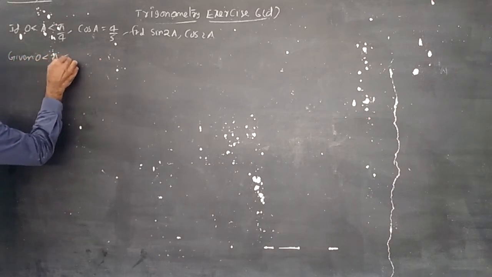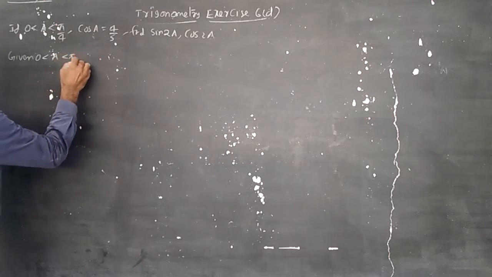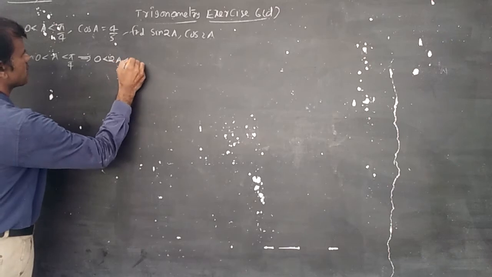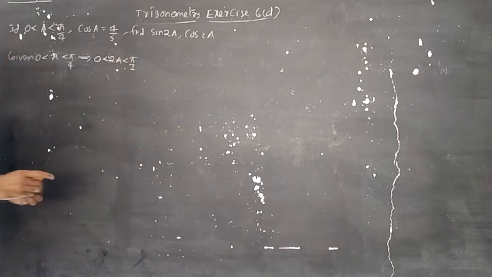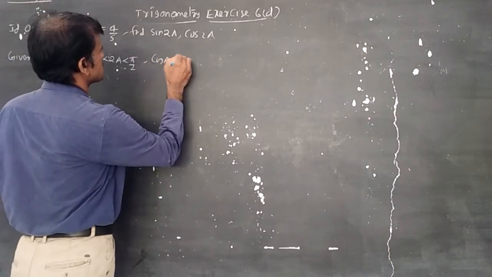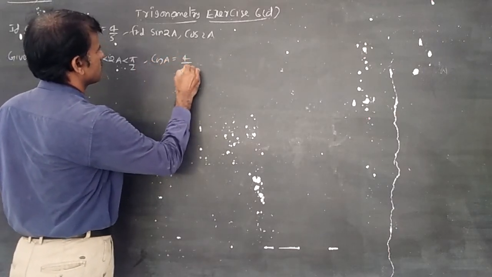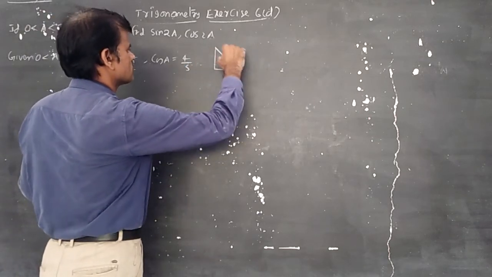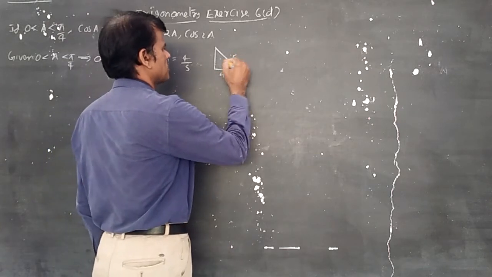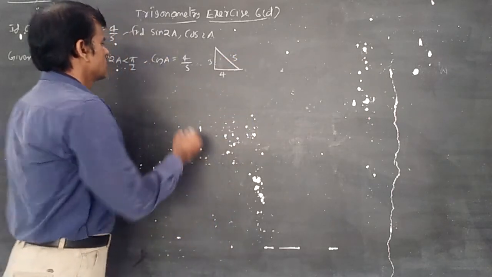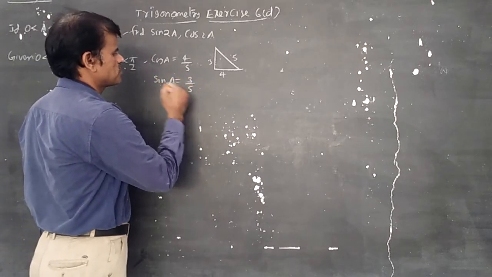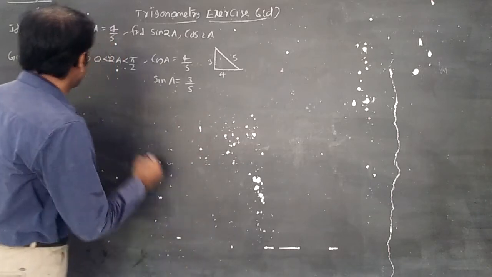Given 0 less than a less than pi by 4, multiply with 2. So 0 less than 2a less than pi by 2, and cos a is equal to 4 by 5. In a right angle triangle, cos means adjacent side by hypotenuse. Using this diagram, we can say sin a is equal to opposite by hypotenuse, which is 3 by 5.